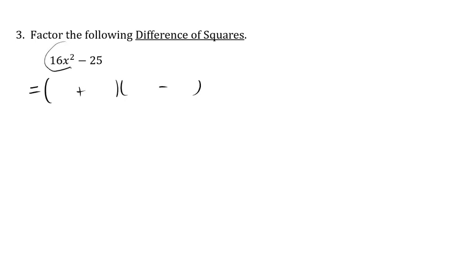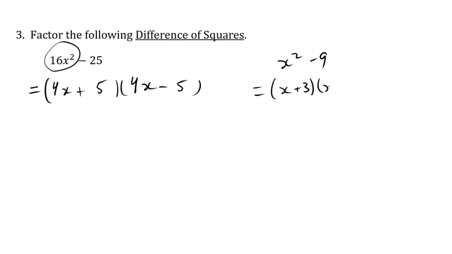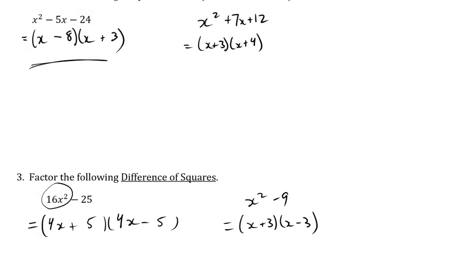And I take the square root of the whole first thing. So the square root of 16 is 4, and then x squared is x, and I write that in both brackets, and then the square root of 25 is 5, and I write that in the second spot in both brackets. So again, a more simple version of this would just be like x squared minus 9, and you would get x plus 3, x minus 3. But a little bit more complex one is when you have more numbers or more variables or more parts to it like that.